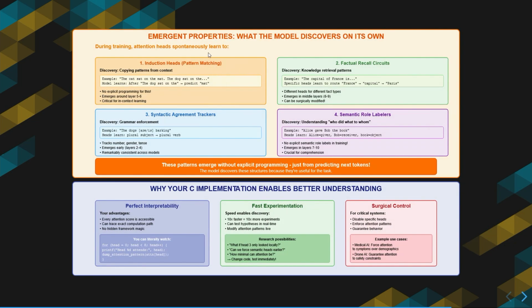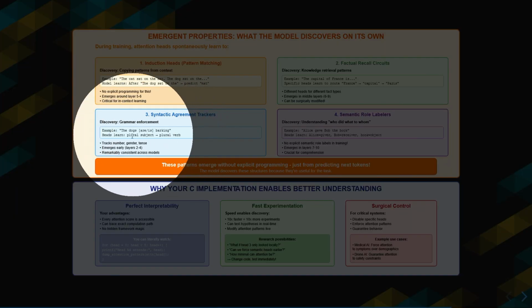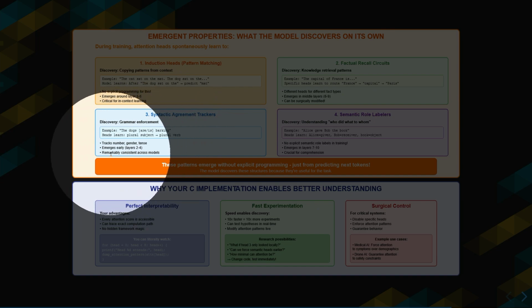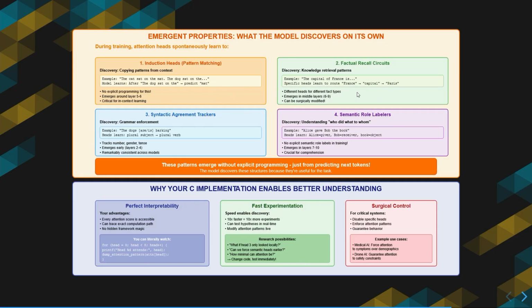And we are doing a lot of optimization as well. In this particular case, during the attention training, there is the induction head pattern matching: the cat sat on the mat, the dog sat on, and the model learns after the dog sat on to predict the mat. So we're not explicitly programming, but these are all emergent properties of this particular computation. Then for the dogs are barking, the head learns plural subjects take plural verbs, and it's tracking the numbers, the gender, the tense. It emerges earlier, and then can progress to the other layers as well. And then knowledge retrieval, or understanding who did what to whom.